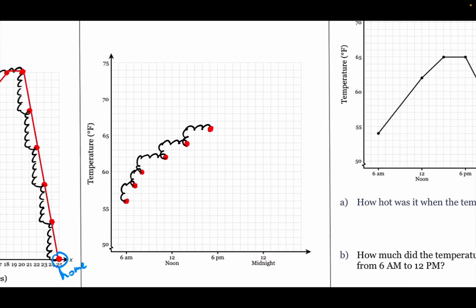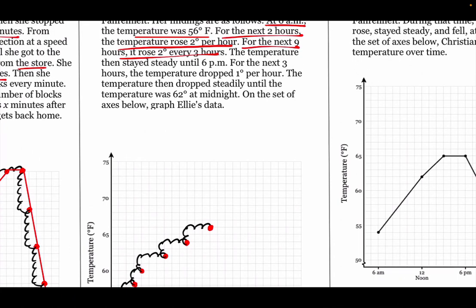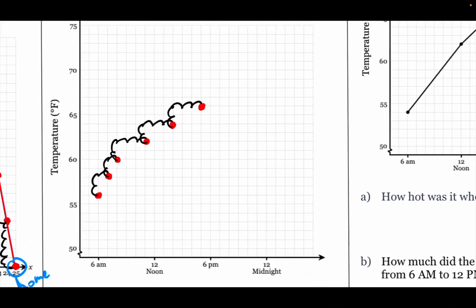Okay, so now, from there, the temperature stayed steady until 6 p.m. Stayed steady means stayed at whatever it was. Right now it's 5 p.m. and it's 66 degrees. So it's going to stay 66 degrees for one more hour till it gets to 6 p.m.